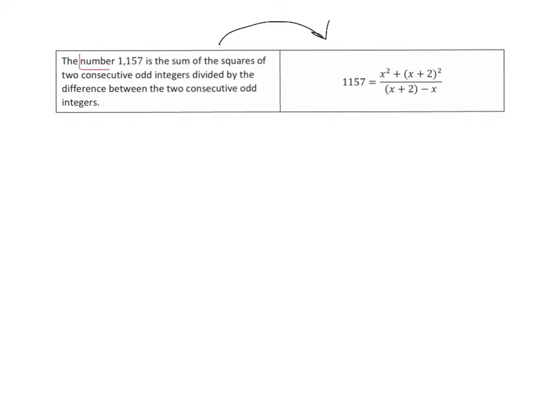The number 1,157, so that is represented here, is, we just talked about that, means equals. The sum of, we have the sum of, so we have an addition sign, the squares of 2 consecutive odd integers.